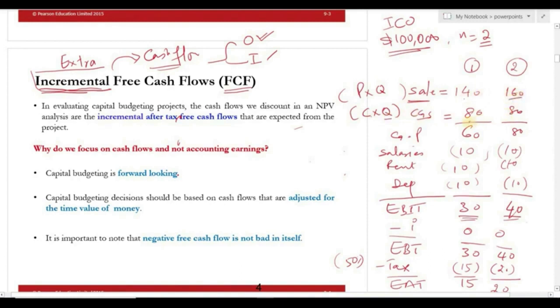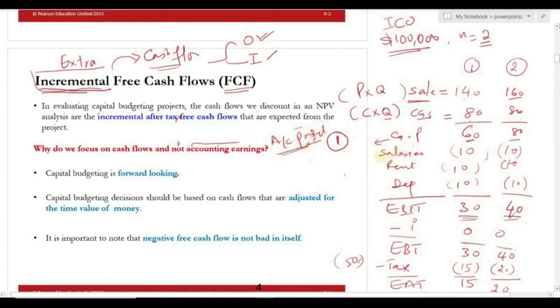And the cost of goods sold is 80 and 80. So what is the gross profit? 60 and 80, right? So this is the first type of profit that we should use. But we think that gross profit is not enough; we should also consider some other profits. So this is accounting profit number 1.